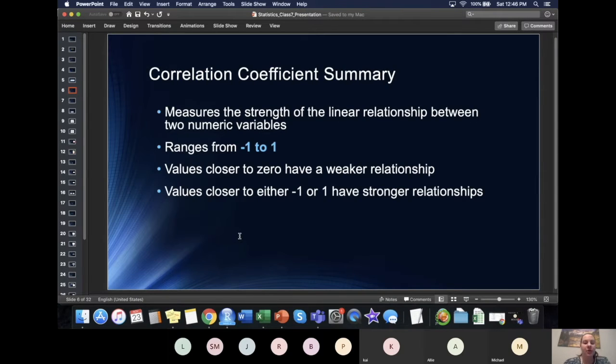Correlation coefficients always range from -1 to 1. We'll talk in a minute about what that means in detail, but in general, values closer to 0 mean a weaker relationship. Values closer to -1 or 1 have stronger relationships. You can think of this as the higher the absolute value of our correlation coefficient, the stronger the relationship is in general. That would be a rule to think of this as.